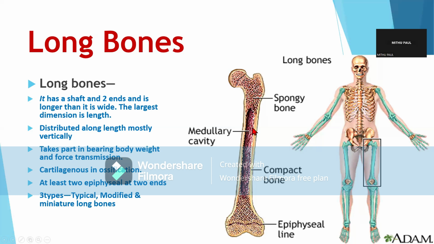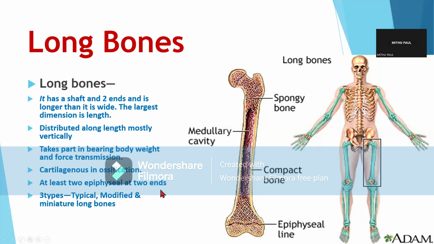It is distributed mostly along the length of the extremities and distributed vertically. All the references are said in comparison or in reference to the anatomical position. Remember, what is the anatomical position? And in that position, how the bones are lying. These bones actively take part in bearing the body weight or transmission of the body weight, and so also the force. They are mostly cartilaginous in ossification. The basic model from which it develops is cartilaginous, and it is mainly the hyaline cartilage.